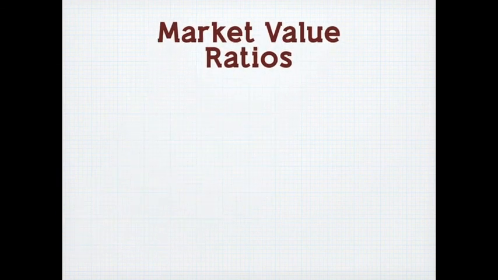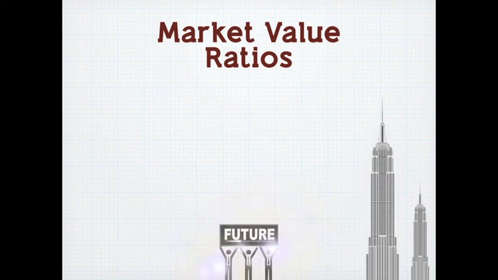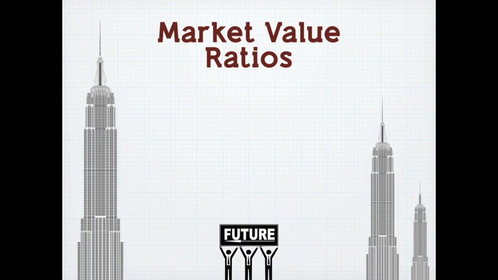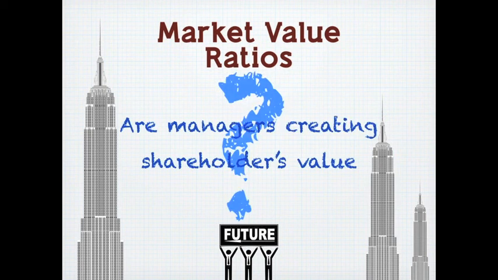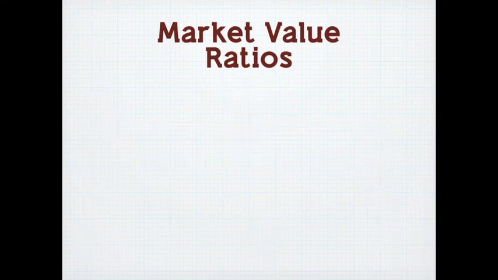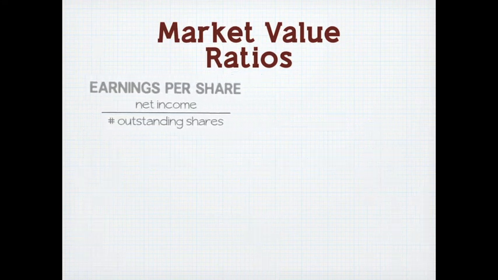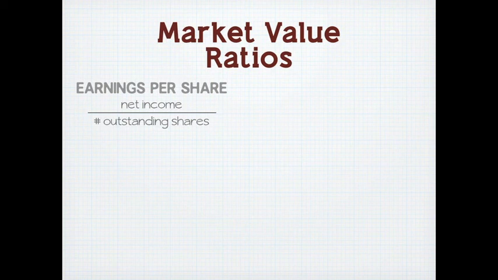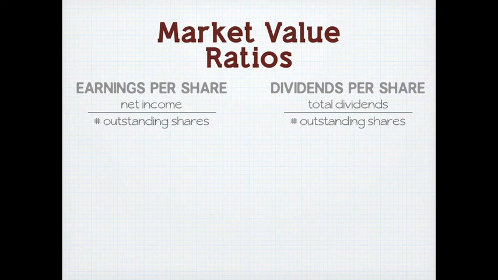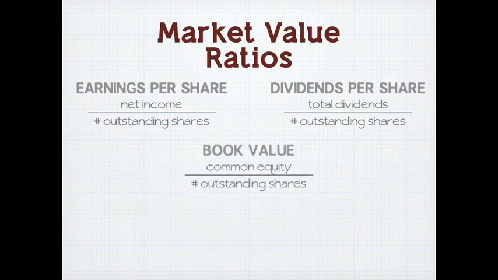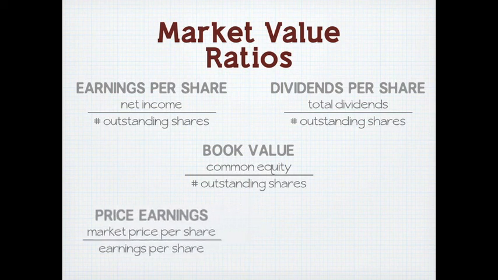Lastly are the market value ratios, which give us an idea of what investors think about the firm and its future prospects. They answer the question of whether the firm's managers are creating shareholders' value. Market value ratios include earnings per share ratio, dividends per share ratio, book value ratio, price earnings ratio, and finally, price book ratio.